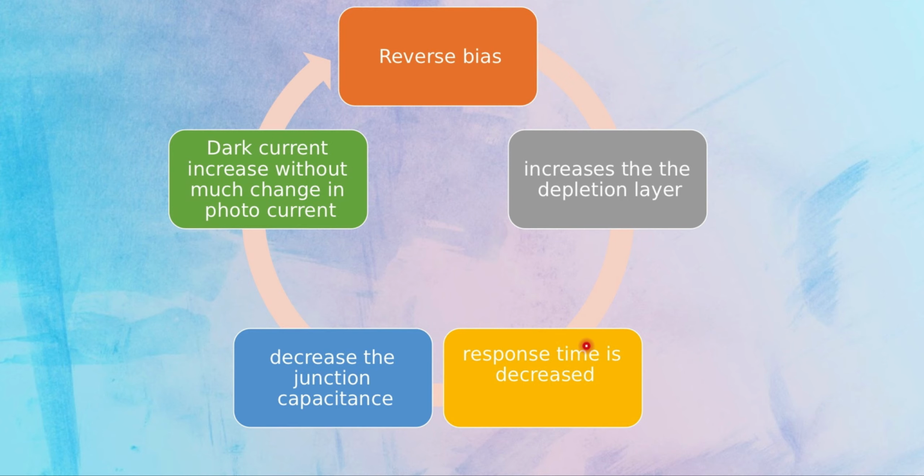So when there's very little response time, the ability to store charge is less. So that is what this statement means. There is a decrease in the junction capacitance, where capacitance is the ability to store charge. And so the dark current also increases without much change in the photocurrent.